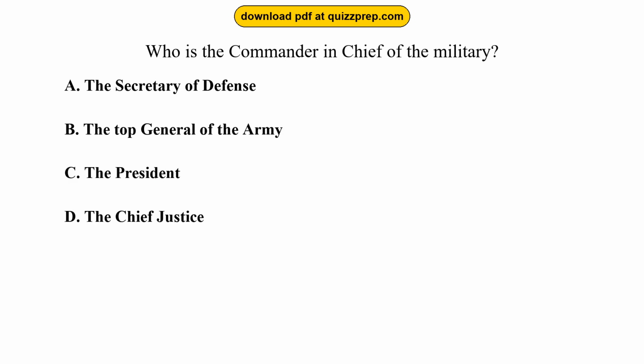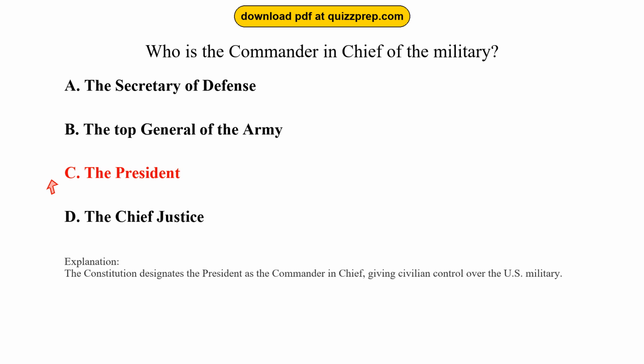Question 46. Who is the Commander-in-Chief of the military? Option A, the Secretary of Defense. Option B, the Top General of the Army. Option C, the President. Option D, the Chief Justice. The correct answer is option C, the President. The Constitution designates the President as the Commander-in-Chief, giving civilian control over the U.S. military.